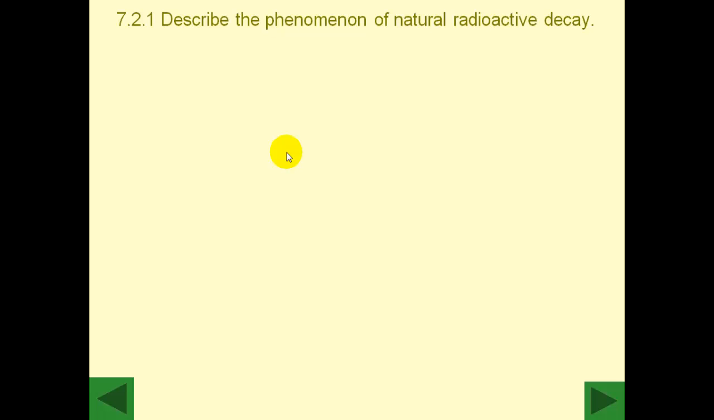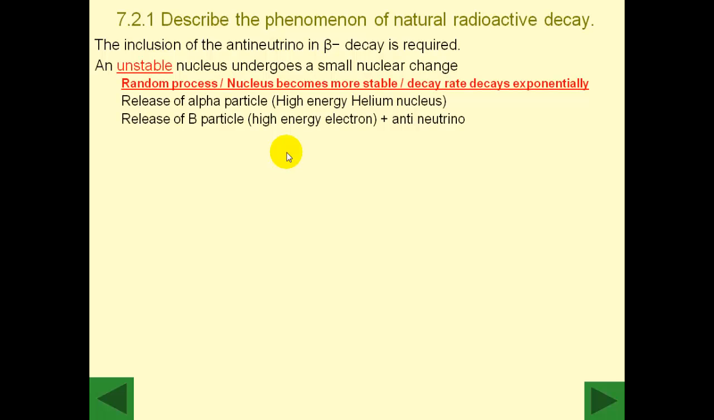Radioactive decay is a natural process. You need to know of the anti-neutrino which is produced in beta decay. So, radioactive decay is when you have an unstable nucleus which undergoes a nuclear change.